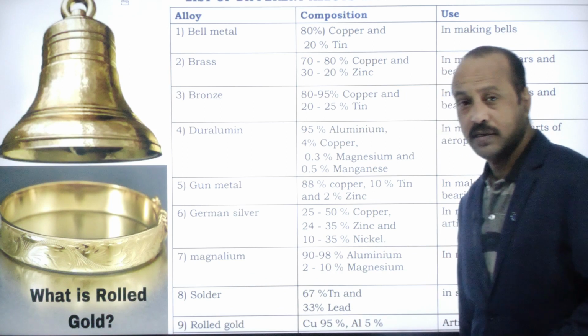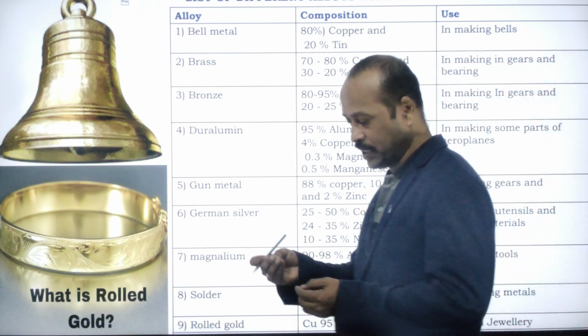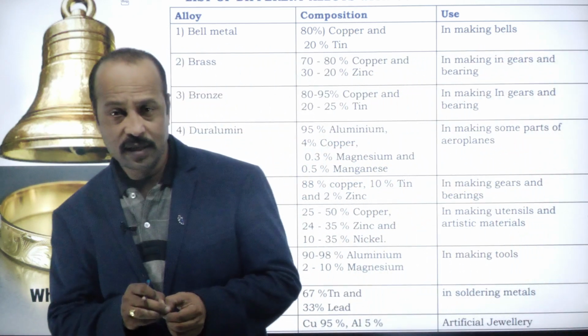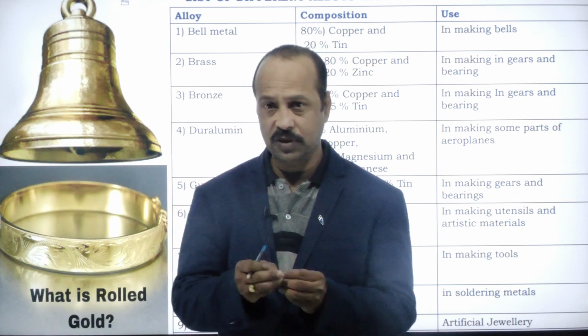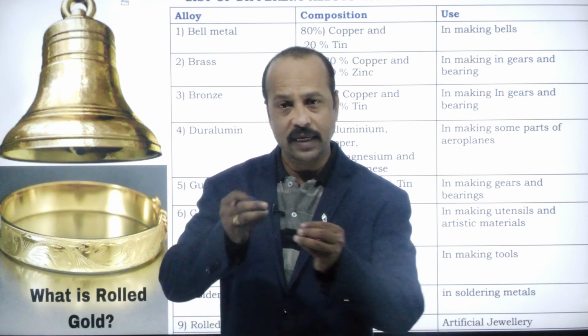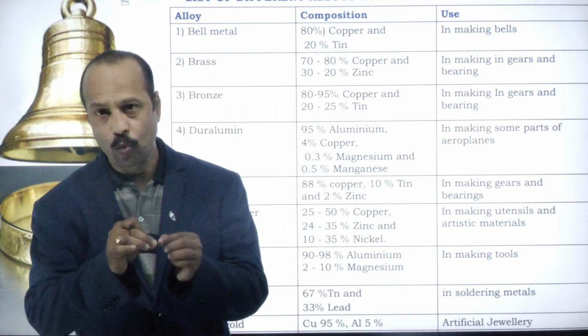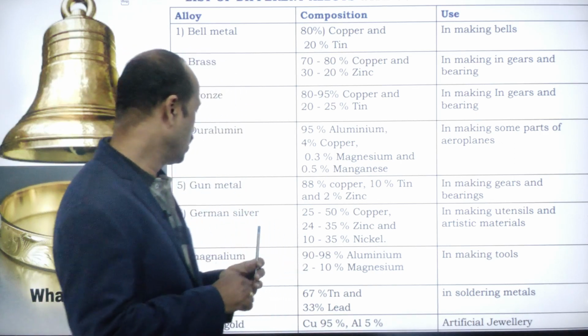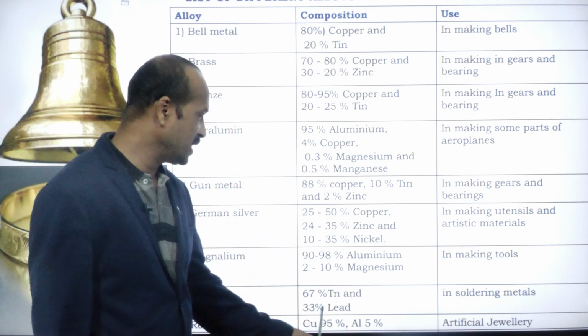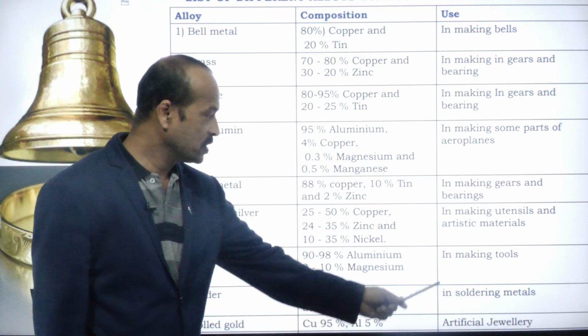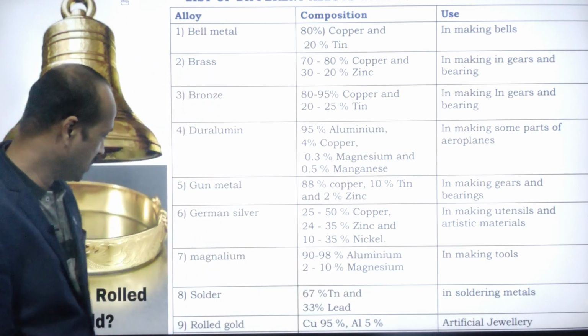Then come to solder. Solder is useful in joining wires. If you go to electronic shops, it is used in joining wires. That's called solder. Solder consists of 67% tin and 33% lead. This makes the soldering material.